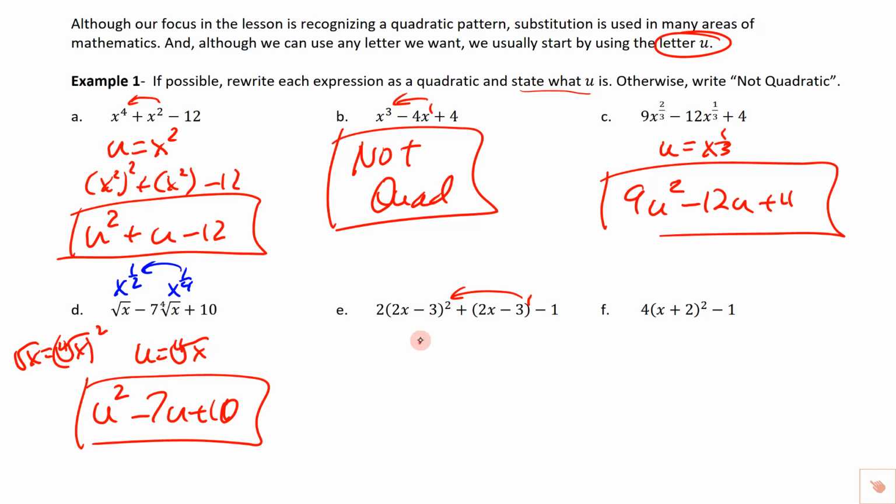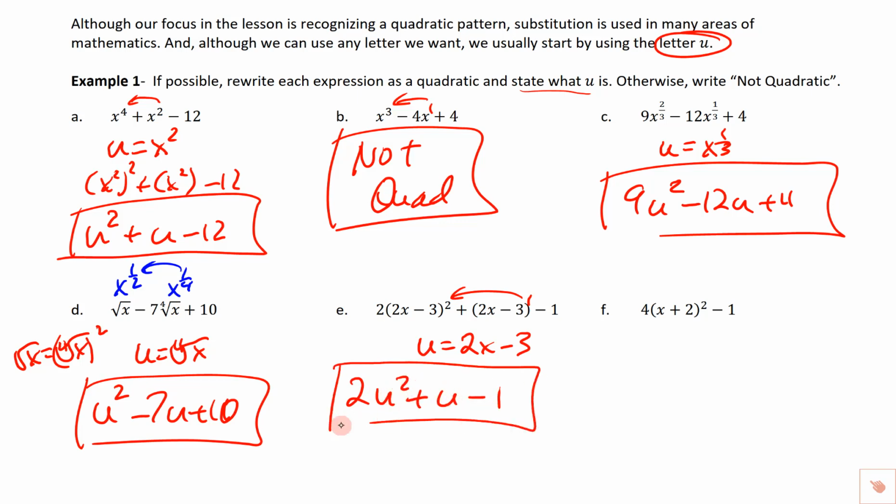So we're going to let u equal that variable part. So that's going to be 2x minus 3. Wherever there's a 2x minus 3, we're going to put a u. So this is going to be 2u squared. Don't need the parentheses. Plus u minus 1, and that's it. That's all we have to do.